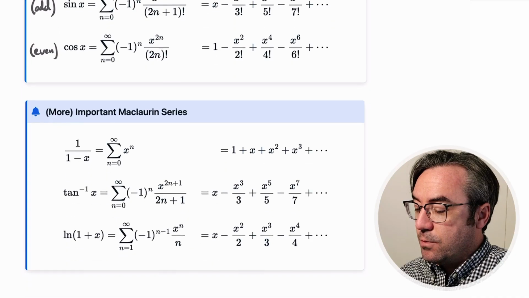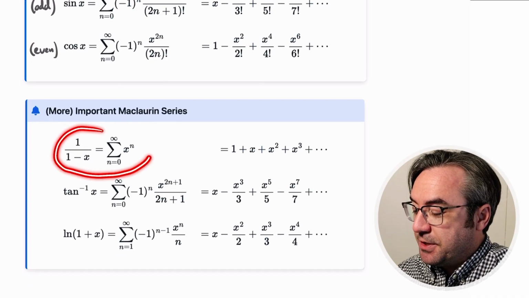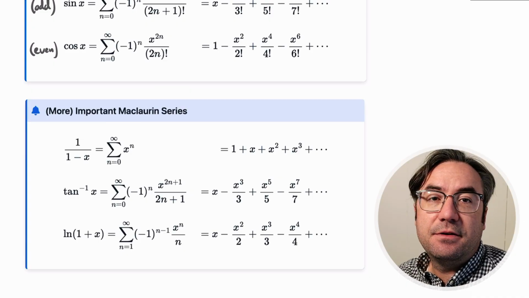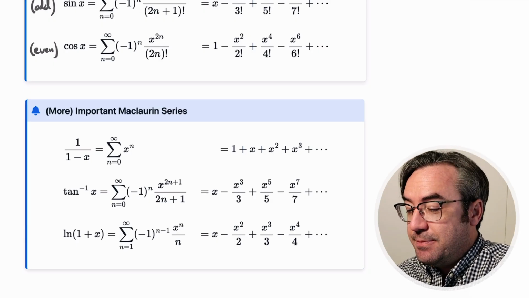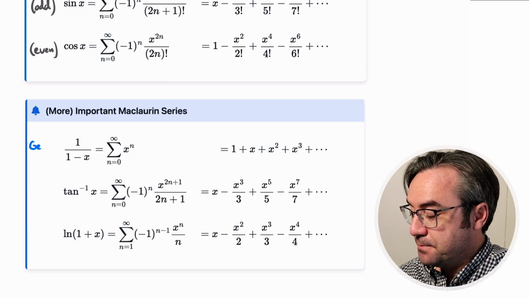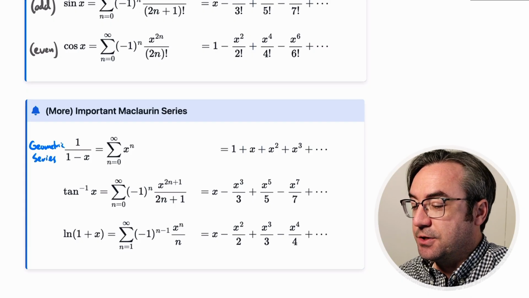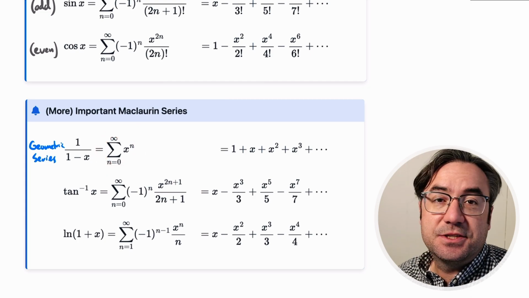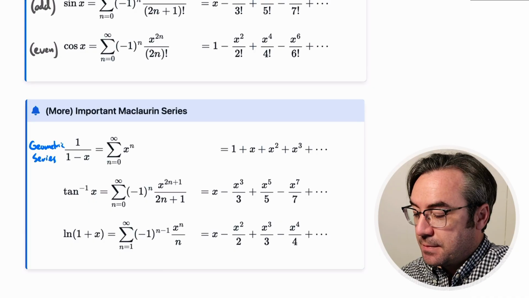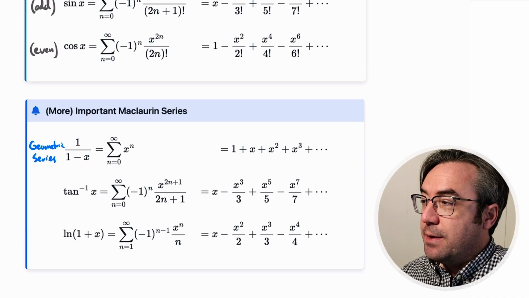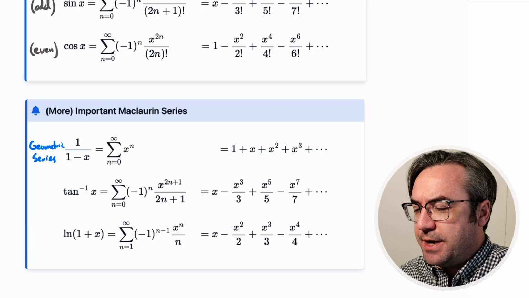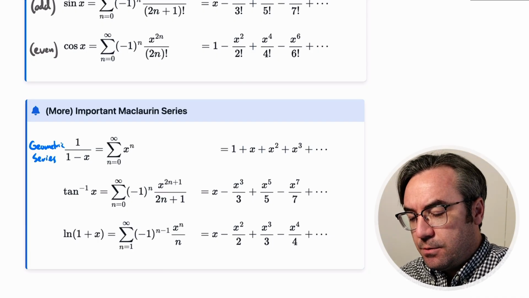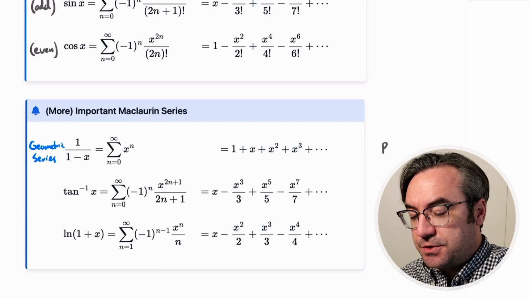A few more important ones, and probably the one that really started us on this idea of representing functions as a power series was our geometric series. This is the one that we really started with, this 1 over 1 minus x function, and representing that as the sum of x to the power n. So this is the one we've really worked quite a bit with. And what did we find for our radius of convergence for that one? Well, for this one, the radius of convergence was 1.